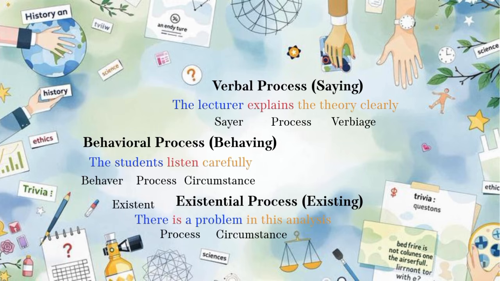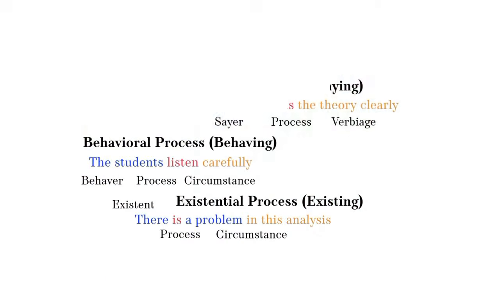And next, fourth, verbal process, which represents saying, such as the lecturer explains the theory. Fifth, behavioral process, which represents physiological and psychological behavior, such as the students listen carefully. And the last one, the sixth, existential process, which represents existence, such as there is a problem in this analysis.